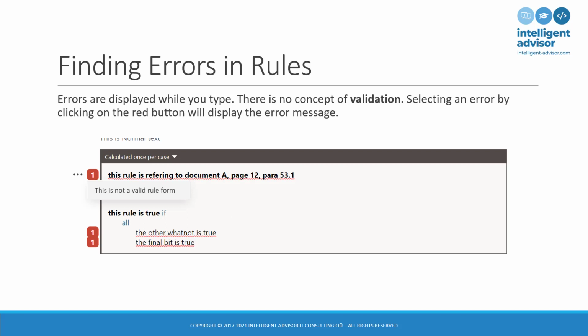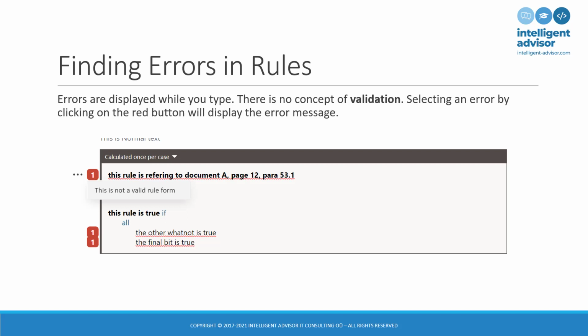One area that is visually quite different is the notion of errors. Unlike Oracle Policy Modeling, there is no validate button. There is no concept of validation, in fact. Errors are displayed as you type. Sometimes the errors will display because you haven't finished typing, or because you haven't performed a step which would immediately make the error disappear. So not all errors need to be treated immediately.